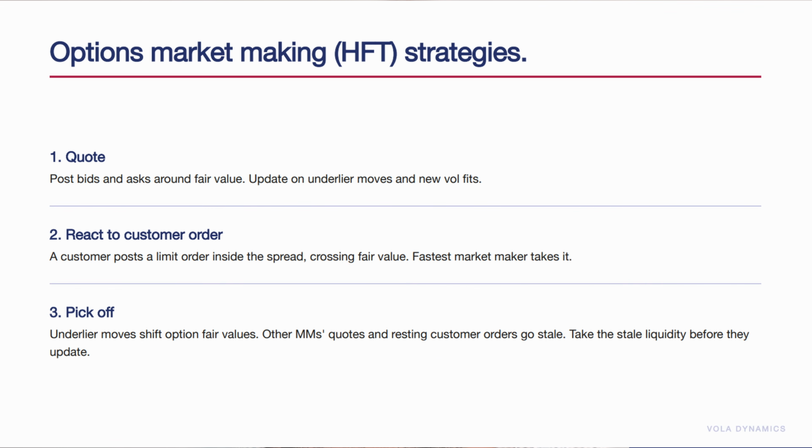And the third strategy is when the underlier moves, the option values change, but the other market makers' quotes and the customer orders do not. So these are the three bread and butter trades of high frequency trading. You quote, you react to incoming customers' orders in the middle of the spread, and you take stale quotes and orders on underlier moves. But in a nutshell, you want to be turning over the inventory faster than the market is moving in that risk factor in which you are providing liquidity.